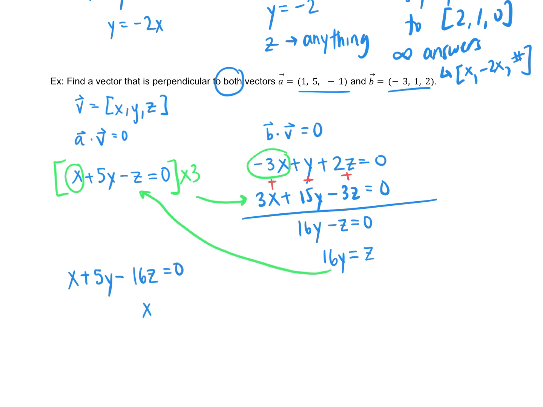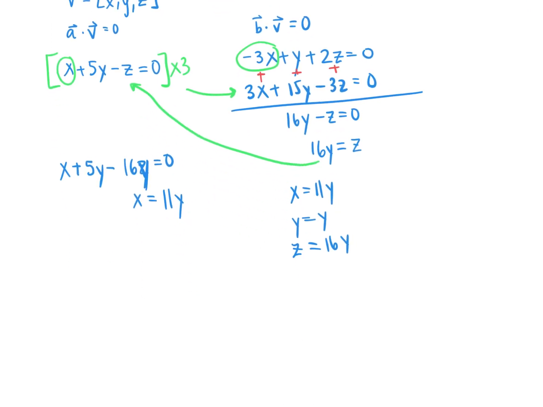Okay. And x is going to equal, well, that's negative 11y. When we bring it over, it'll be positive. So here's what we have right now. I have x is equal to 11y. y is just equal to itself, obviously. And z equals 16y. So I have a vector that is all about y.